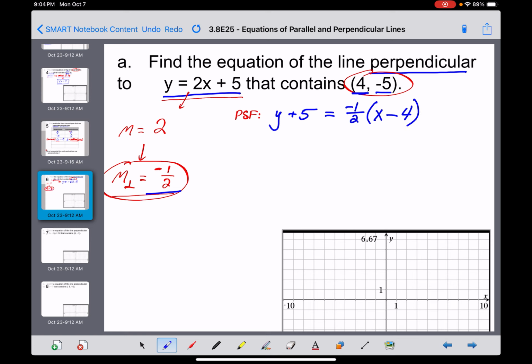So there's the equation in point slope, but the directions, as I said in the earlier video, really should have said find the slope intercept form equation. So how do we get from point slope to slope intercept?